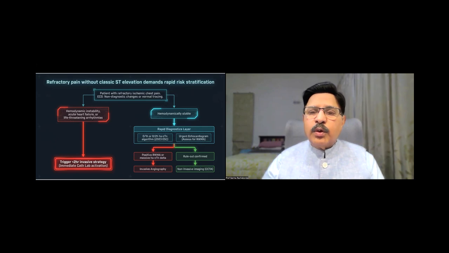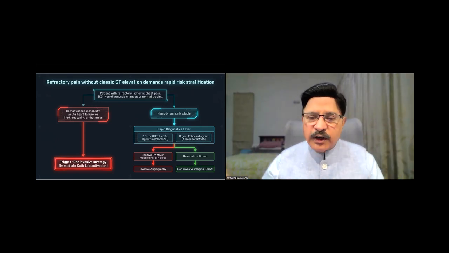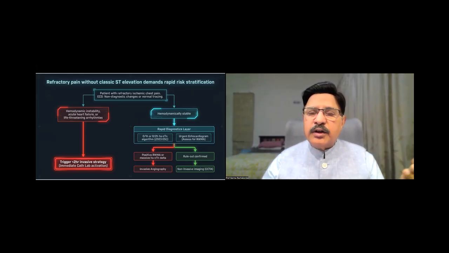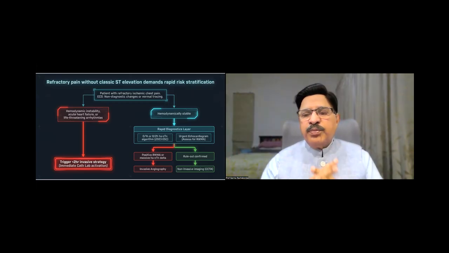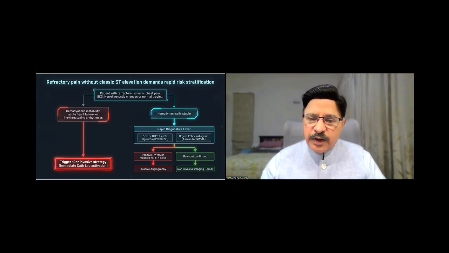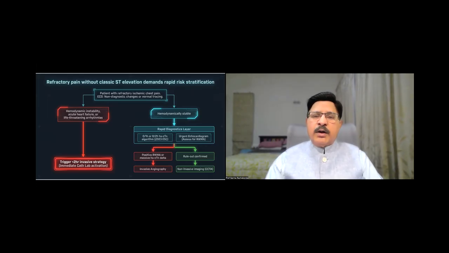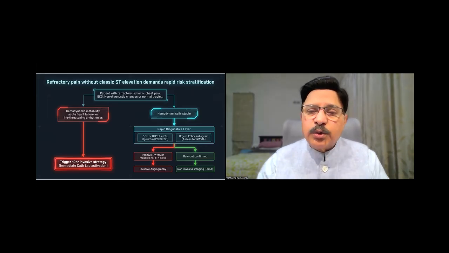But if there is no delta, the troponin is not increasing, and there is no regional wall motion abnormality, then you have to do non-invasive coronary imaging. So coronary CT angiography you have to do at that point to see whether there is any occlusion in the vessels.